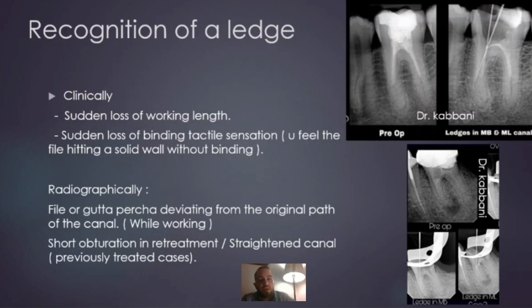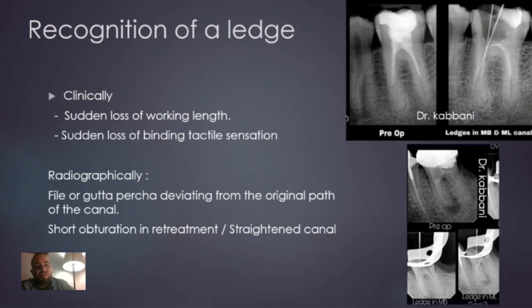So as I mentioned earlier, having an unrecognized ledge is very risky, as we may end up with a false canal formation or even a perforation. So how can we recognize ledges? Well, there are two methods to recognize ledges, either clinically or radiographically. Now, ledges are recognized clinically whenever you have a sudden loss of working length.